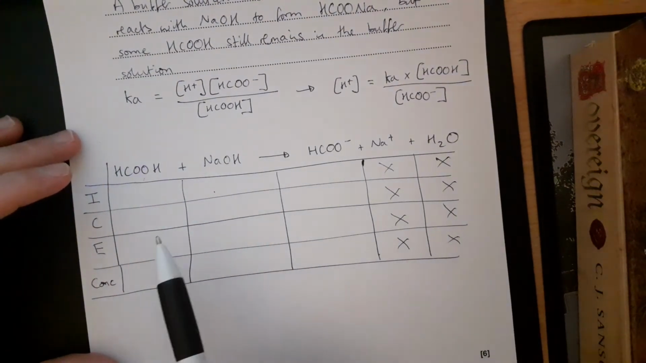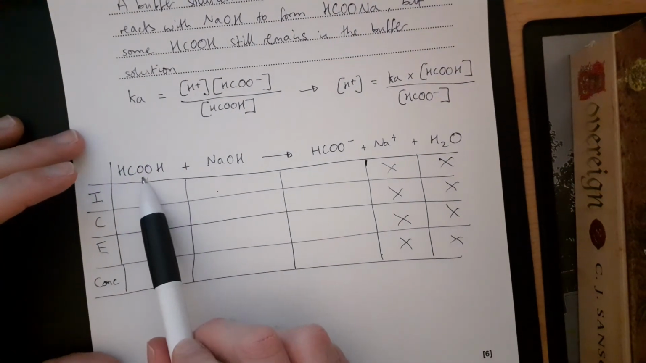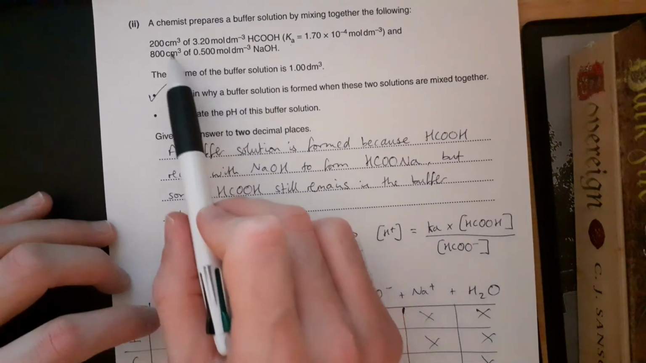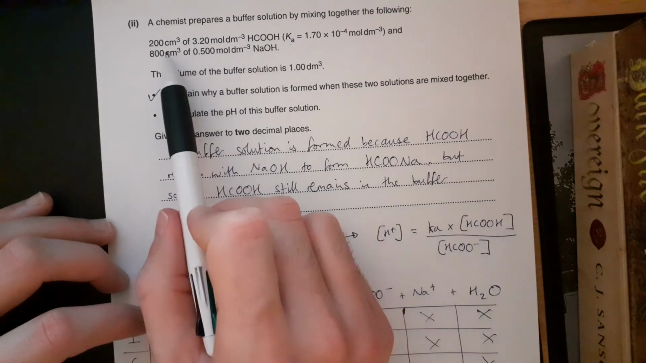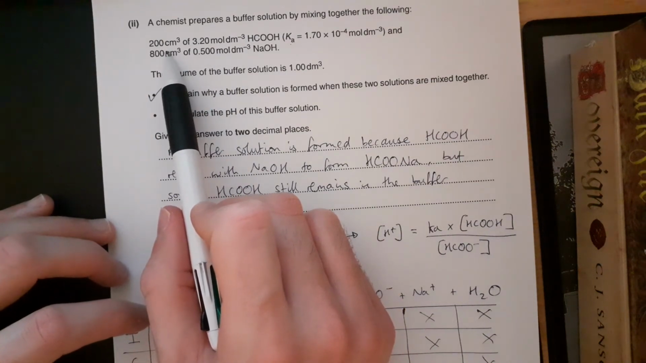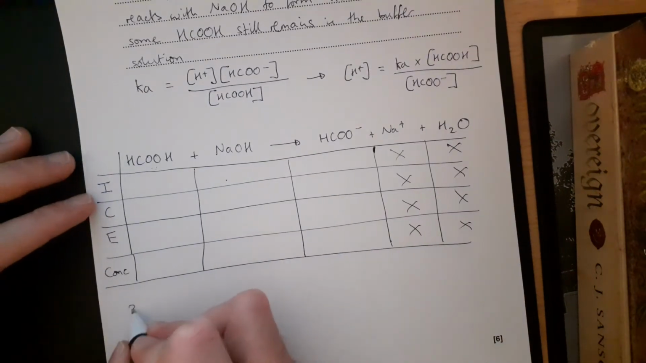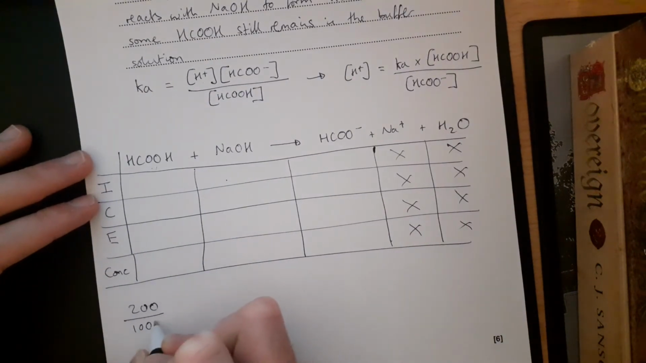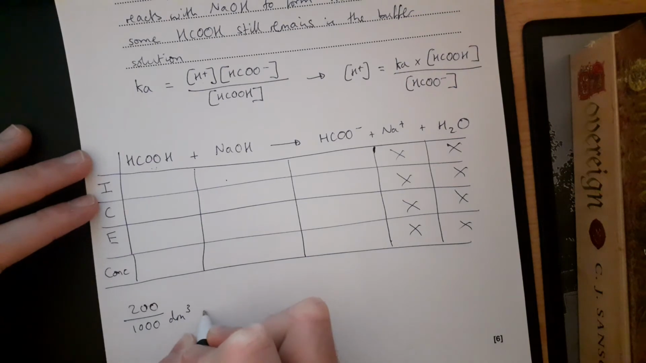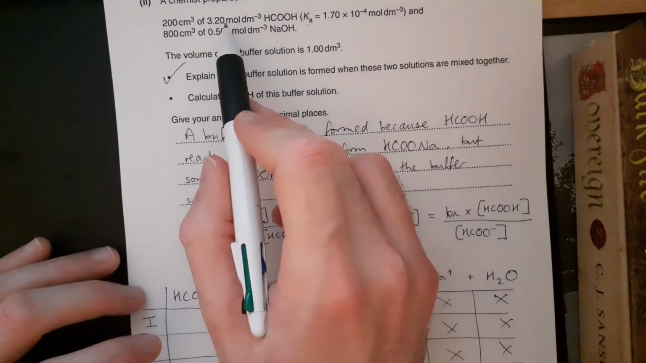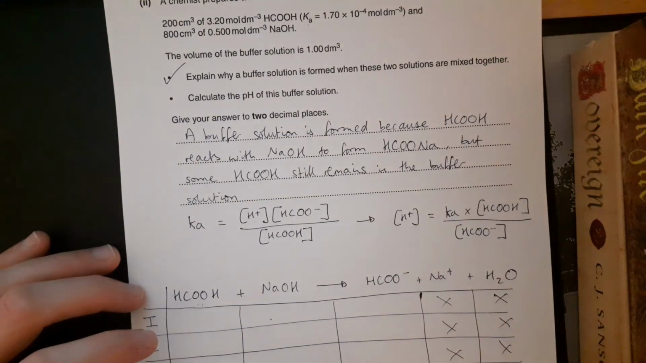We're going to start with the initial amounts. Initially, how many moles of methanoic acid did we have? We're going to calculate it from here. We had 200 centimeters cubed, so we're going to divide that by 1,000. So we're going to do 200 over 1,000 in decimeters cubed. And we're going to multiply that by its concentration, which was 3.2.